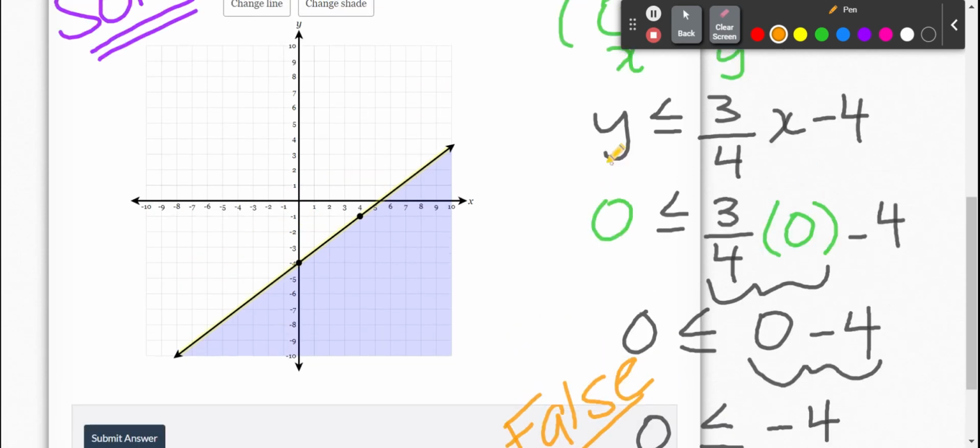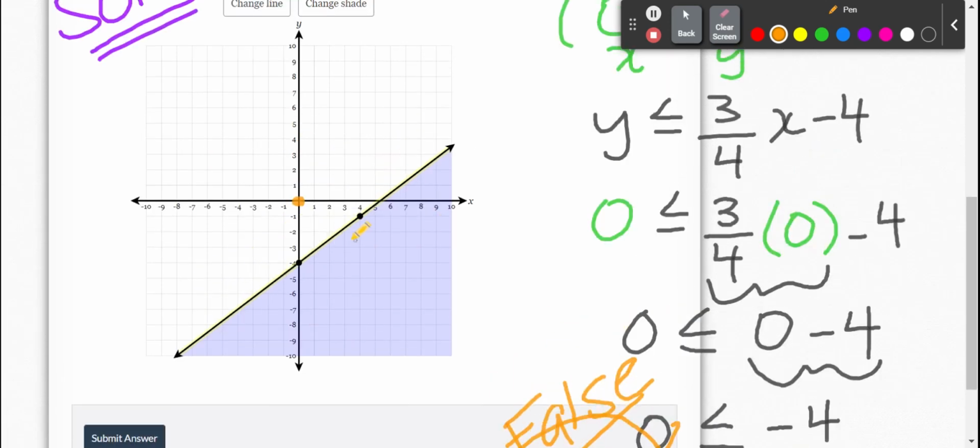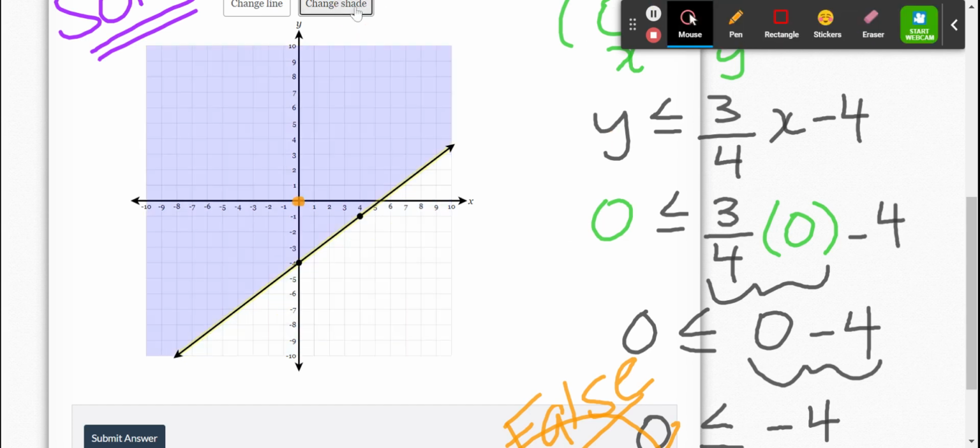So on our graph, the point 0, 0 is right here. So we want to make sure that the side that does not contain this point is shaded, because it is false. If this was true, we would shade this side because it would contain this point. But because this is false, we want to shade the other side. So I'm going to leave the shading just as it is, because it is shaded on the other side of this test point, because this was false, okay? If you need to change it, you can always click change shade. So this would be if it was true, but it's false, so we're going to shade the other side.